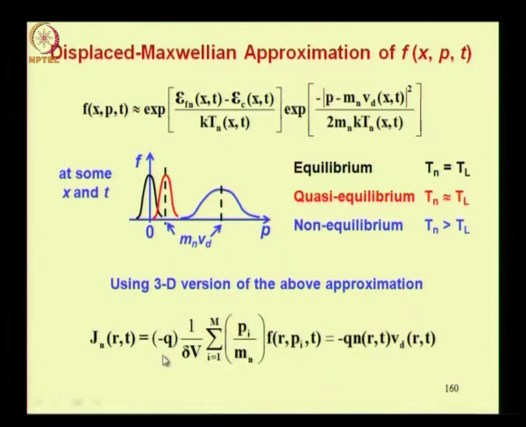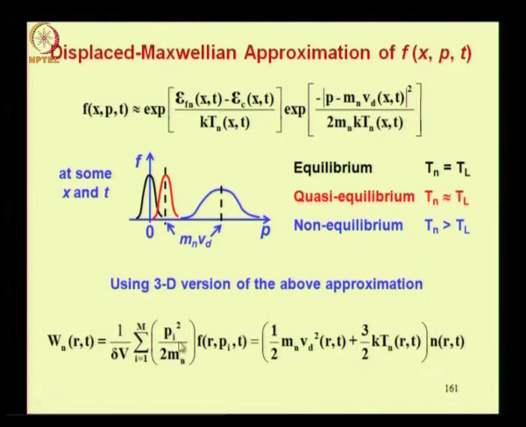The current density is given by this formula, and operation according to this formula leads you to this equation: q times minus q times carrier concentration n into directed velocity Vd. Note that this is the average velocity, as you can see from here. This is the average momentum, and so the velocity corresponding to that is average velocity.